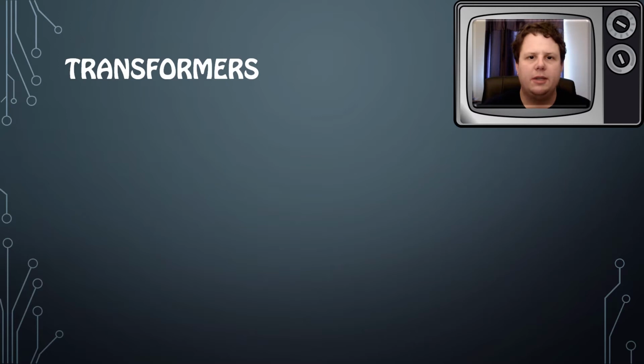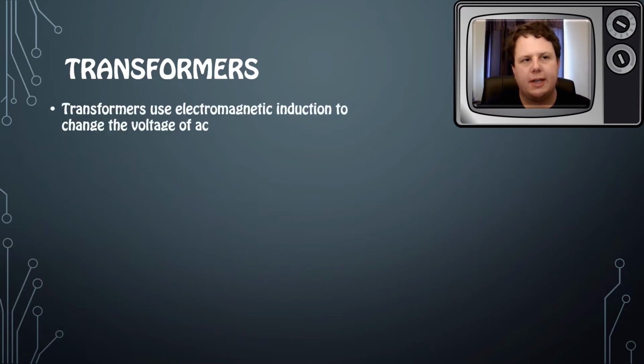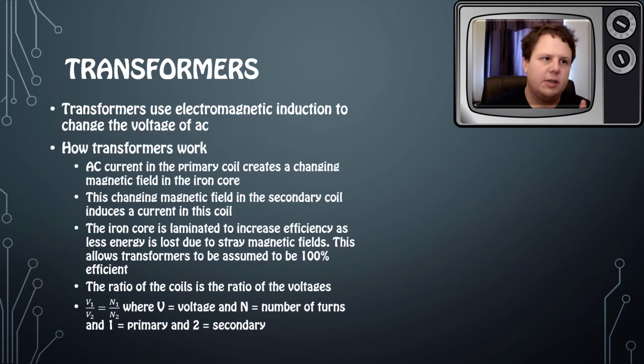Now, transformers are an application of electromagnetic induction and the motor effect. Transformers only work with AC because you need that constantly changing magnetic field. So you have AC current in the primary coil, which creates a change in magnetic field in the iron core. Remember, the iron core focuses the magnetic field. Then this change in magnetic field is passed through the core to the secondary coil. A change in magnetic field inside a coil of wire induces a current in this secondary coil.